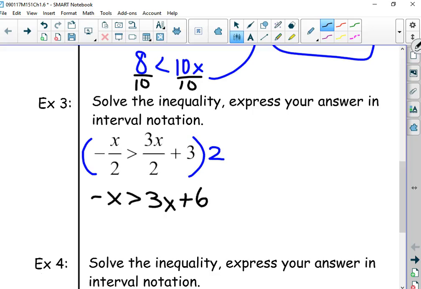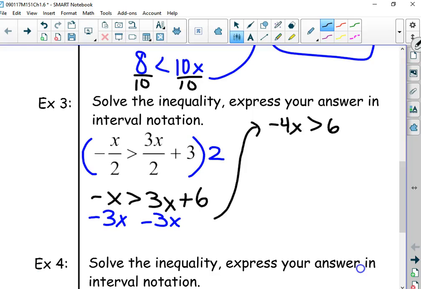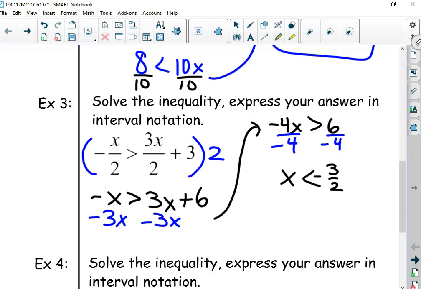I don't want to take the extra steps to keep my x term positive, so I'm just going to have to remember to flip that inequality when I get to that point. So I get negative 4x is greater than 6. Now I'm going to have to flip it when I divide both sides by a negative, which gives x is less than negative 3/2. Oh, that looks like an arrow. Let me try that again.